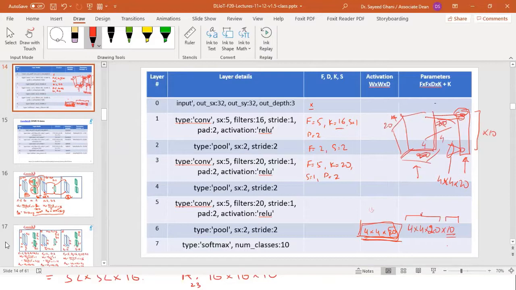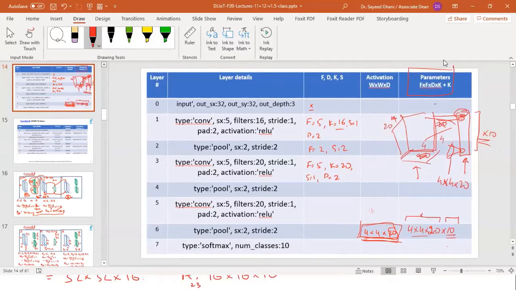The number of classes, how many is it? The number of classes is 10. You have to decide among 10. But how many weights, how many parameters there will be, that is what we are calculating. Okay? So this over here is calculating the number of parameters. So that's going to be 4x4x20 by 10. Is that it? Are we missing something?